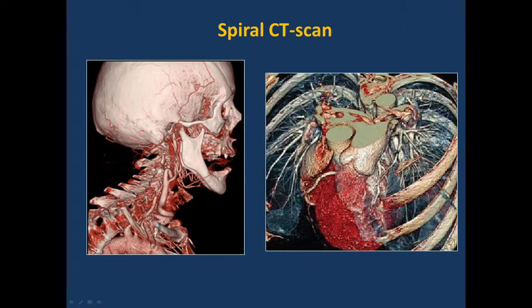Like here, we see all bones of the skull, vertebra, and here was the carotid artery injected with the contrast radiopaque fluid, and we even see the external and internal carotid arteries, as well as the arteries and vessels of the lungs and heart.